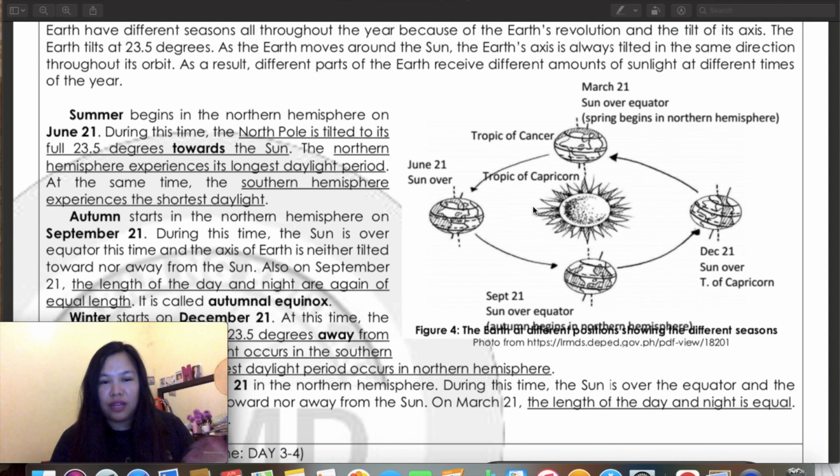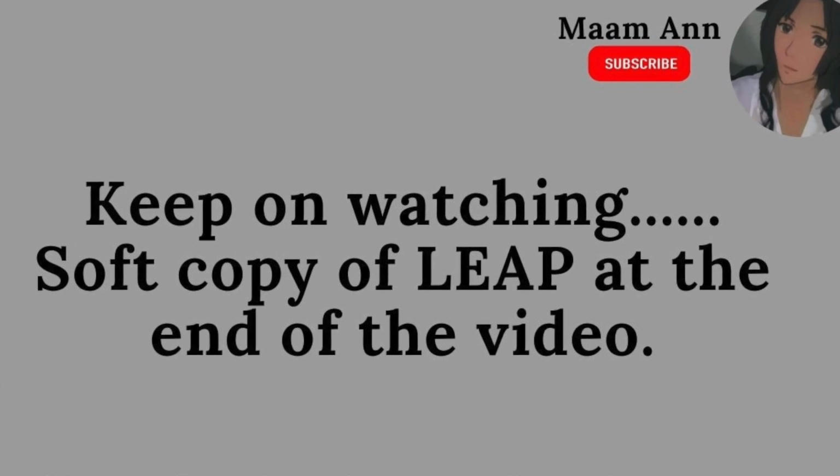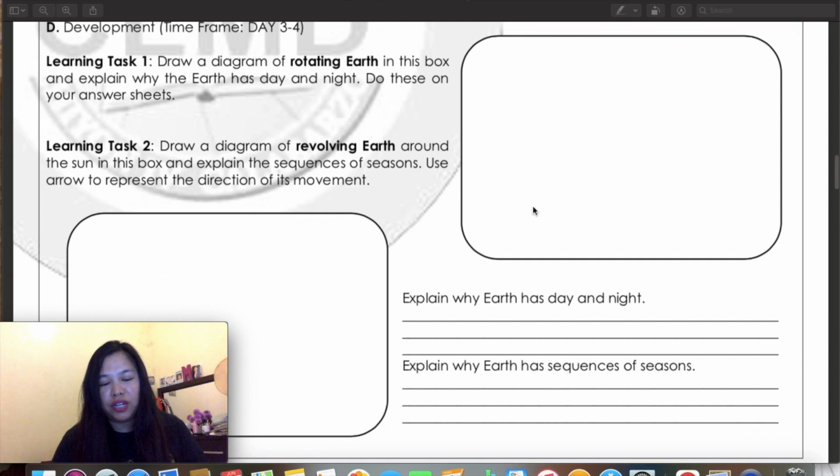Okay? In our learning test 1, draw a diagram of rotating Earth in the box and explain why the Earth has day and night. Do this in your answer sheet. So, if you're fluent in English, obviously, you have to explain or describe it in English. If you're not naman, if the middle lang kayo is, you have to Taglish. If hindi pa talaga kaya, di Tagalog yun na. So, wag na stress ng buhay-buhay, no? So, yun nga, you have to draw and explain.